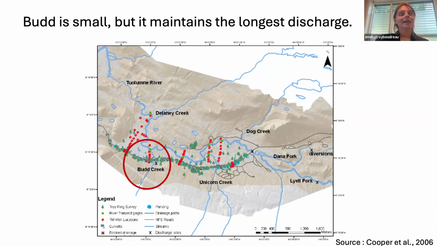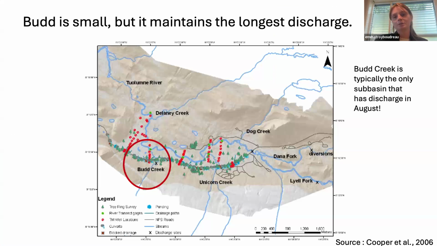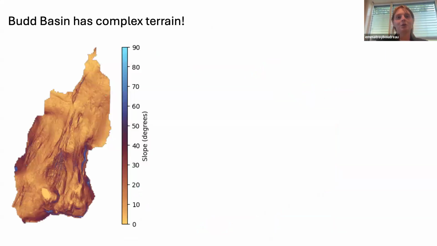And Bud Creek has been gauged since 2001. Typically Bud Creek will actually have stream flow until August, while the other tributaries might not. And because of this exposed granite that I had mentioned, a lot of the runoff from Bud Basin is direct runoff. It's not really interacting too much with soils and subsurface flow. But why is Bud Creek maintaining this long discharge if it's a small basin?